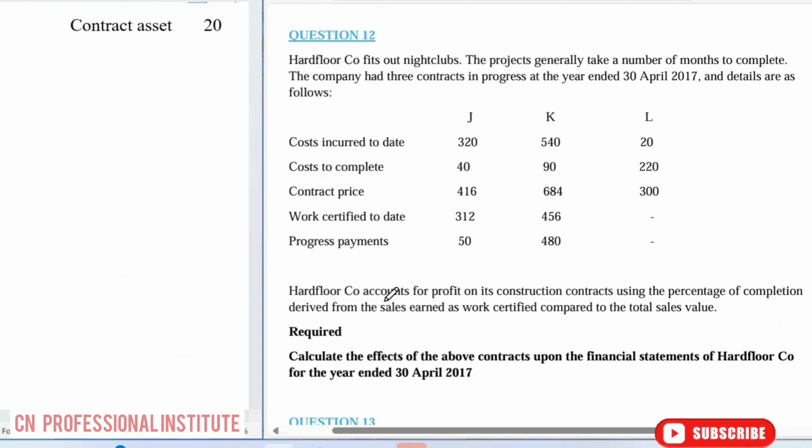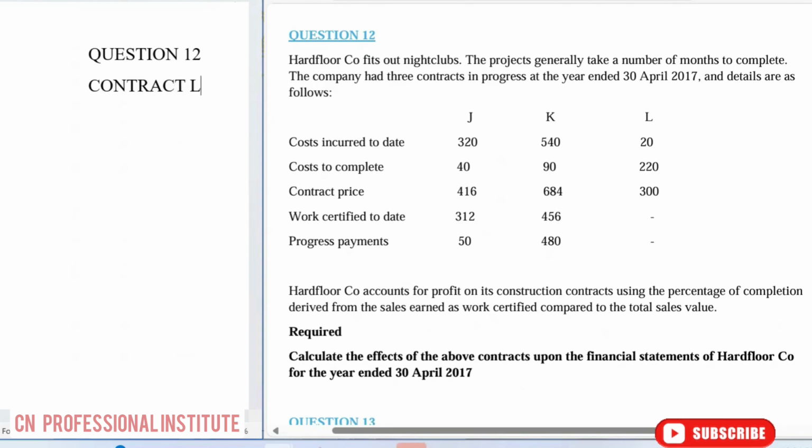It says Hard Floor Cool account for profit on its construction contract using the percentage of completion derived from sales as work certified compared to total sales value. So you see, what method do they use? They use the output method, work certified over total contract price, work certified over total sales value, right? Let's do contract L. The rest are very simple, but like with contract L, I want us to look at it. Okay. So let's see question 12. We are looking at contract L.